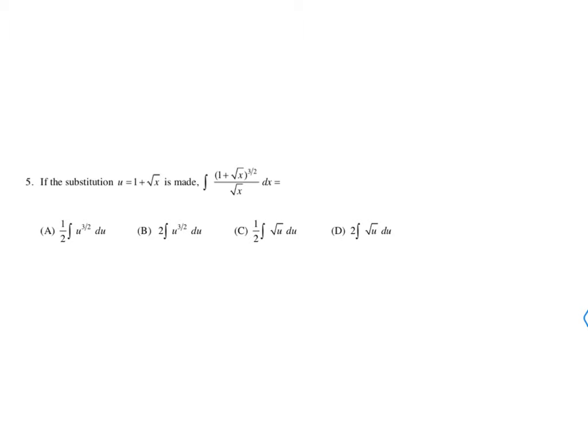For number 5, the answer is going to be B. So let's take a look at the breakdown. We're told u is 1 plus root x. I'm going to write that as x to the 1/2. du/dx is 1/2 x to the negative 1/2. This we can rewrite in a much nicer way. So du over dx is 1 over 2 root x. And I want that to make dx a little bit nicer. So 2 root x du equals dx.